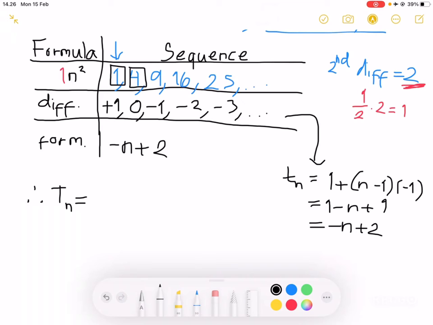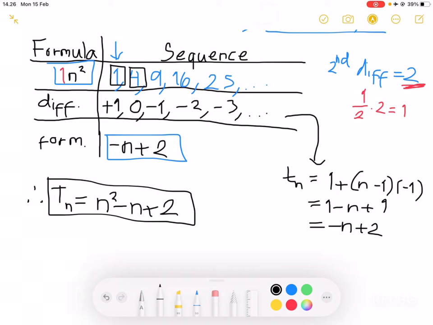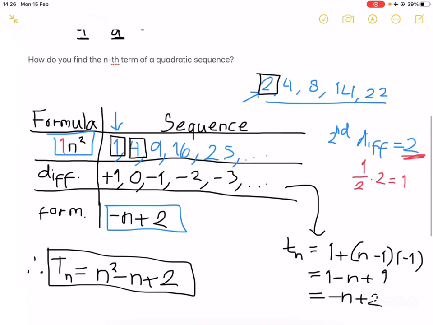And at this point, you are pretty much done, because what you need to do is just add this original formula to this formula right here. So the final nth term for the quadratic sequence will be n squared minus n plus 2. And that is basically it for the formula for the nth term of the sequence.